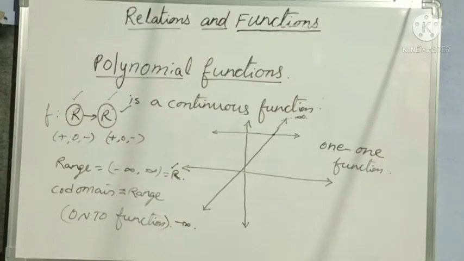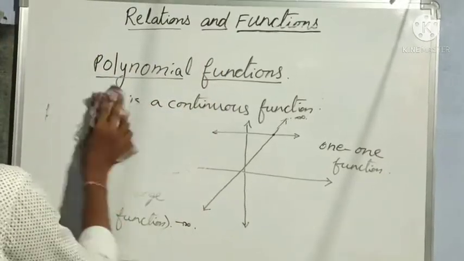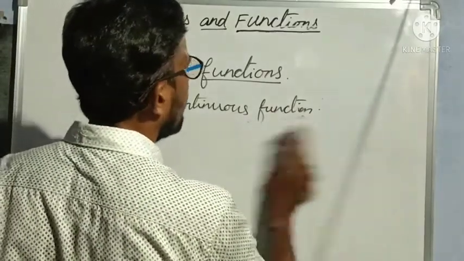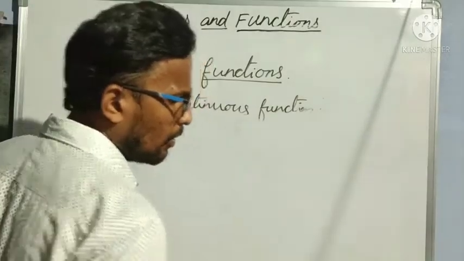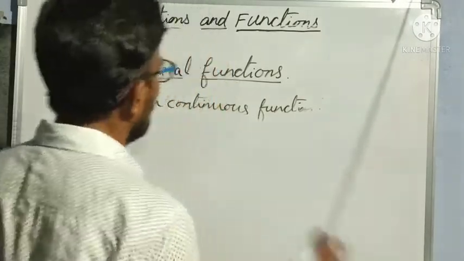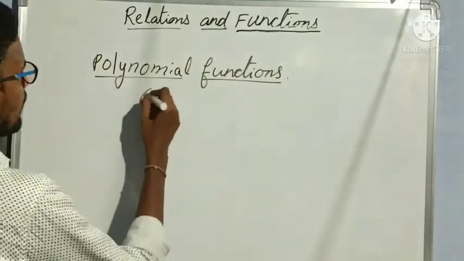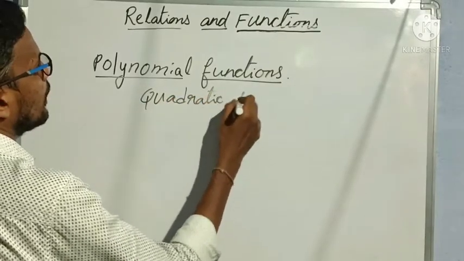This is about the straight line, the linear polynomial. Next let us move to our quadratic polynomial. There also let us see the range, codomain, domain, and whether it is a one-one function, many-one function, into function or onto function. Everything we'll discuss about the quadratic polynomial, the quadratic function.